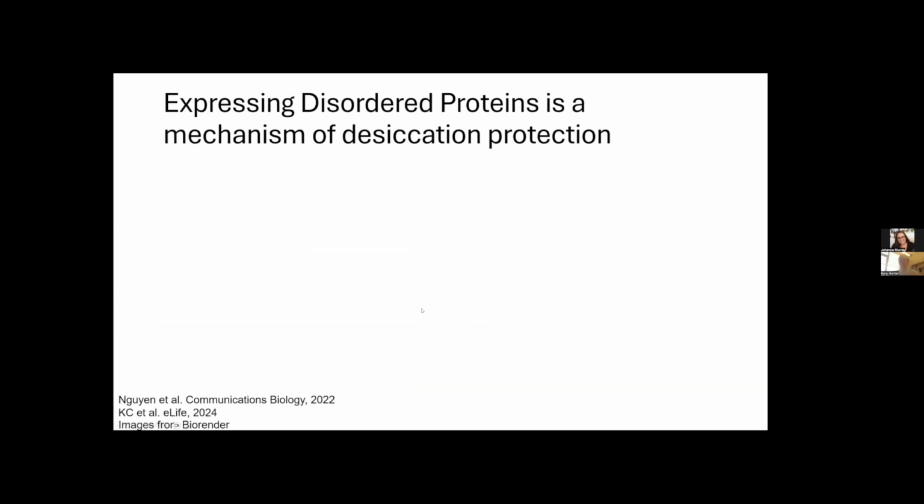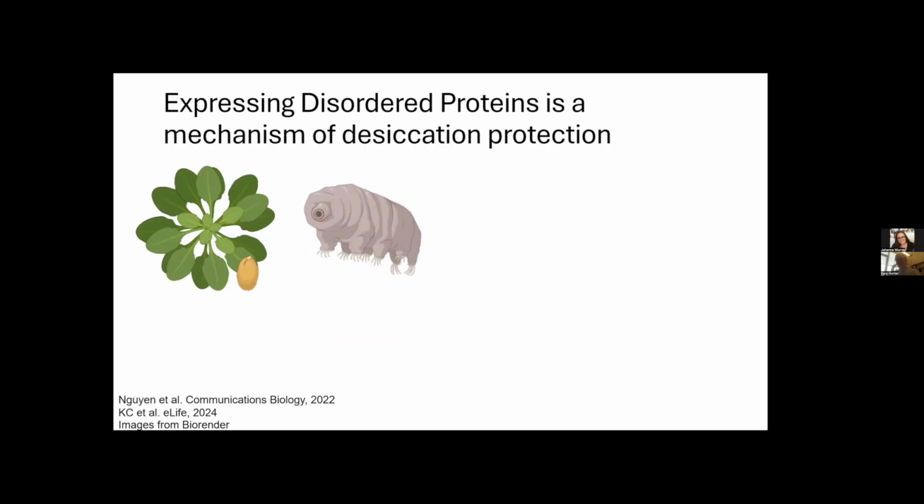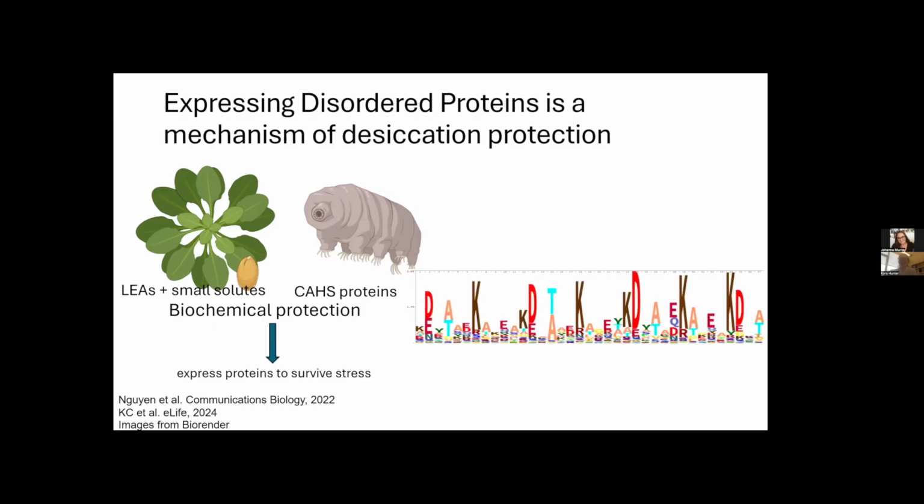So we know that expressing disordered proteins is a prevalent mechanism of desiccation protection, as was so eloquently said by many of our other speakers today. In Arabidopsis thaliana, in the seed, we have these biochemical protectants, which are LEA proteins, co-expressed with small solutes like trehalose. In the water bear, the tardigrade, these are CAHS proteins. And all of these just happen to be disordered. But in order to investigate them, we want to see what kind of sequence chemistries are interesting here.